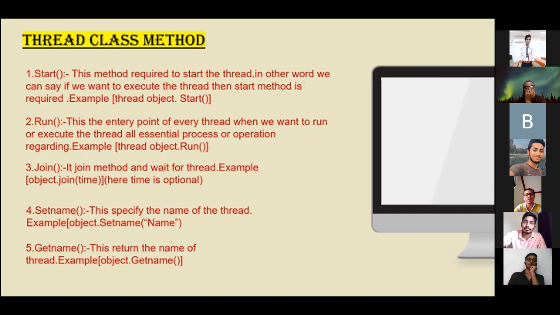Third is the join method. The join method waits for a thread until another thread completes its execution. Fourth method is the set name method. This specifies the name of the thread. Example, object dot set name, and after that the name of the thread. Fifth is get name. This returns the name of the thread. Example, object.getName.